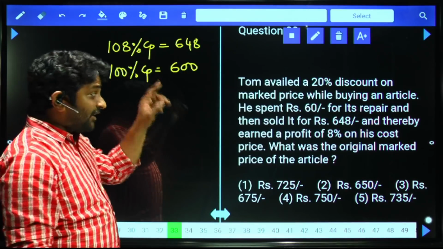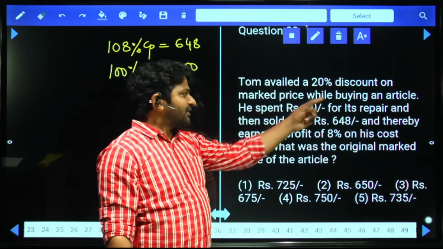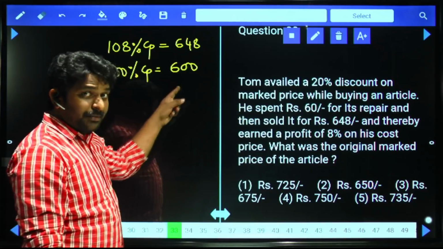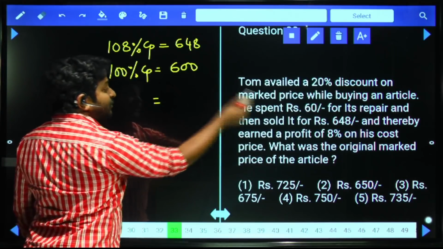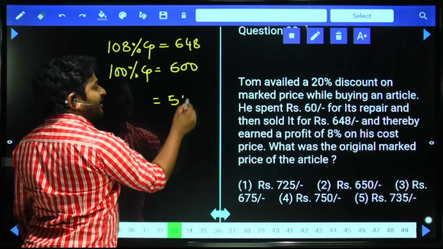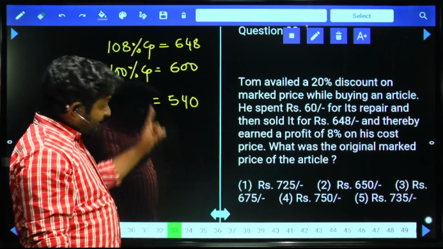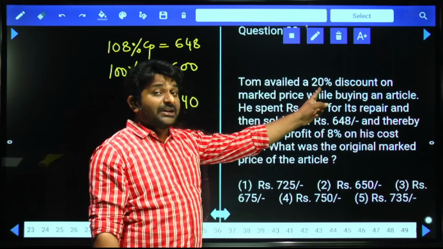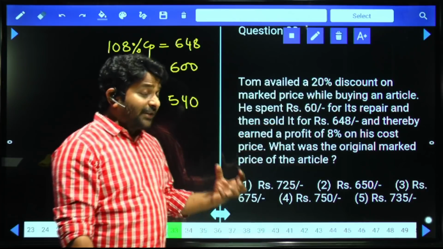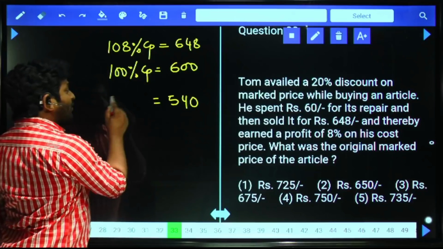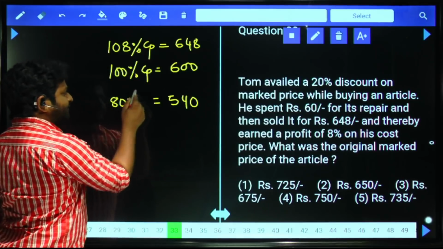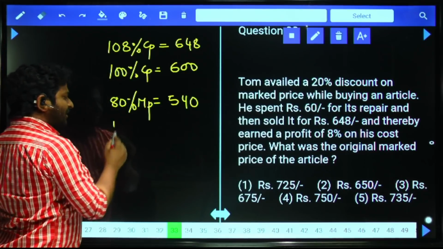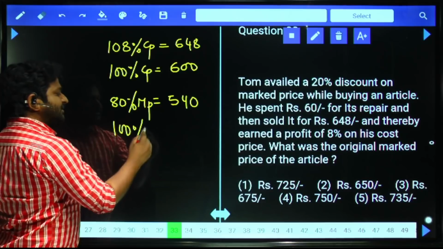But cost price అనేది ఎప్పుడు 20% డిస్కౌంట్ వచ్చిన తర్వాత స్పెండ్ 60 రూపీస్ ఫర్ రీపేర్. సో ఈ కాస్ట్ ప్రైస్ లో 60 రూపీస్ రీపేర్ ప్రైస్ కూడా ఉంది, కాబట్టి ఈ 60 రూపీస్ రీపేర్ ప్రైస్ తీసేసినట్లయితే we will get 540 rupees. This is the actual amount he paid to the seller. At what percentage discount he got the item? 20%. If he gets 20% discount, he will pay only 80% of market price. Your question is to identify original market price, that is equal to 100% of market price.